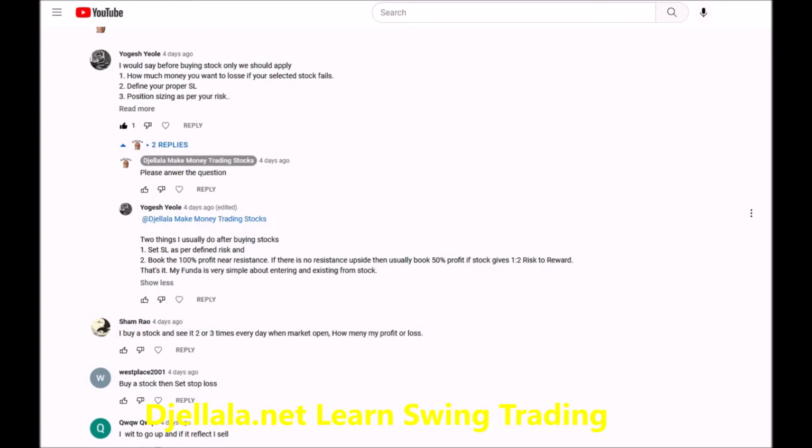Book the 100% profit near resistance. It means that if he has 100% profit, let's say he buys the stock at 100, it goes to 200 and he will sell. Okay? If there is no resistance upside, then usually book 50% profit if the stock gives 1:2 risk to reward. That's it. My fundamentals mean something very simple about entering and exiting from stocks.